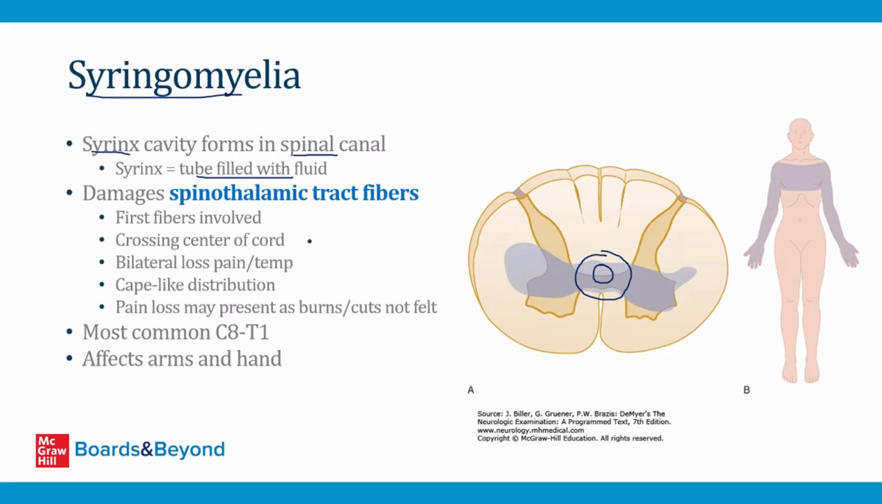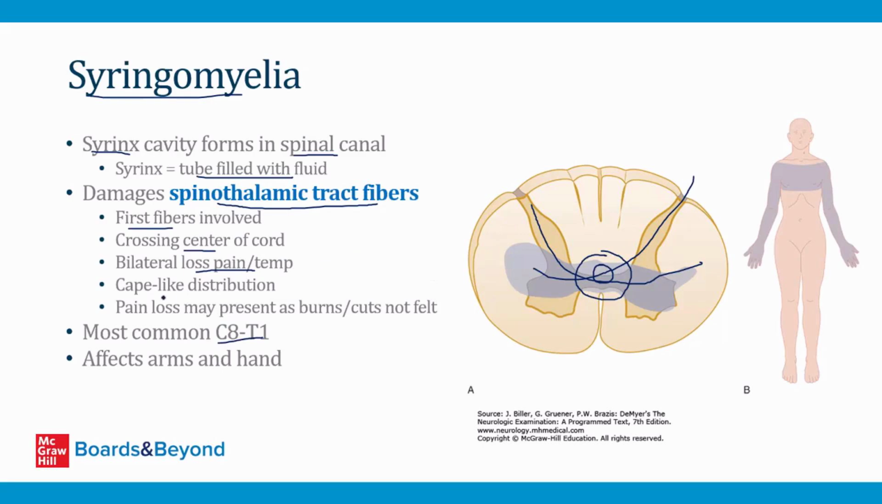The main thing that that's going to do is damage spinothalamic tract fibers. So if you've watched the video on the spinal cord, you know that fibers carrying pain and temperature sensation cross the spinal cord like this from one side to the other. They go right through this region in the center that's affected by the syrinx in syringomyelia, and therefore they get damaged. The spinothalamic tract fibers are the first fibers involved, and that's because they cross at the center of the cord. And as a result of this, what you get is bilateral loss of pain and temperature sensation at the level of the lesion. And usually these lesions occur at C8 to T1, that's sort of the upper thorax.